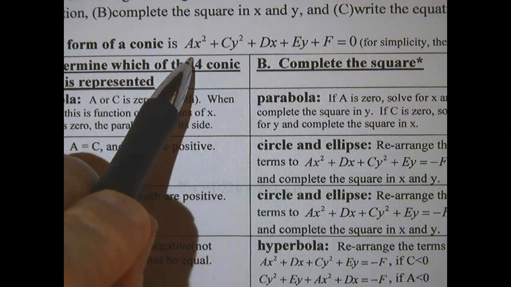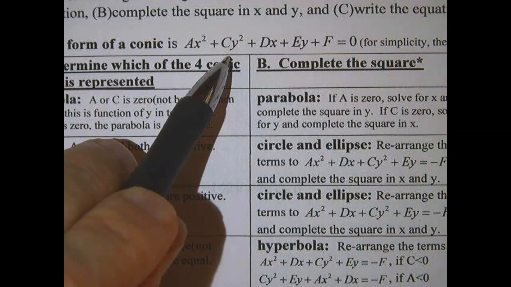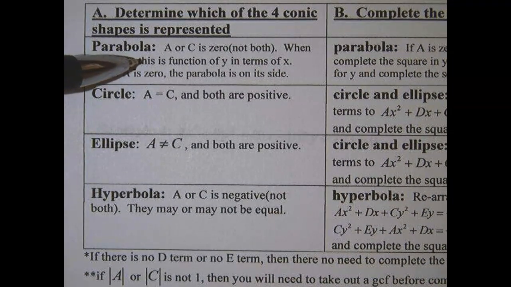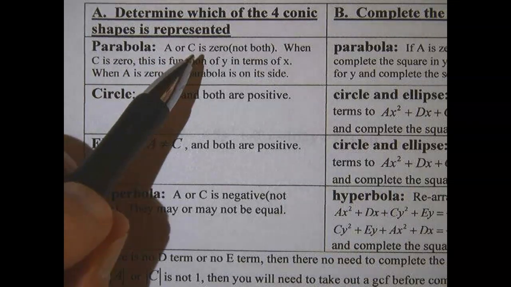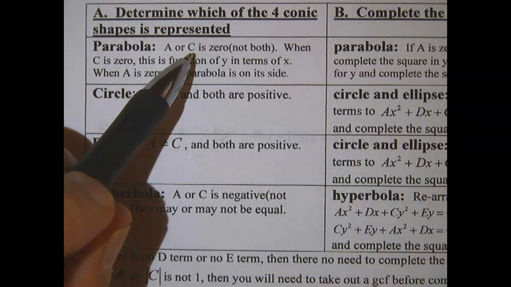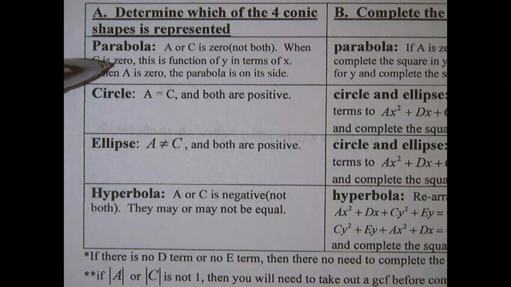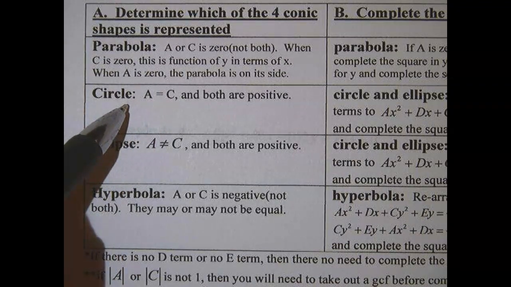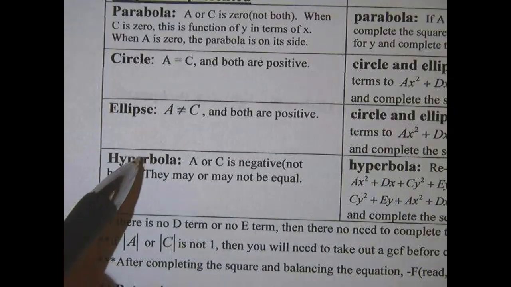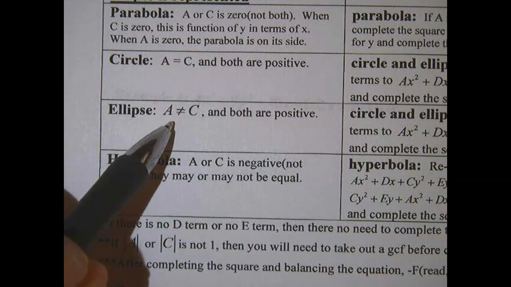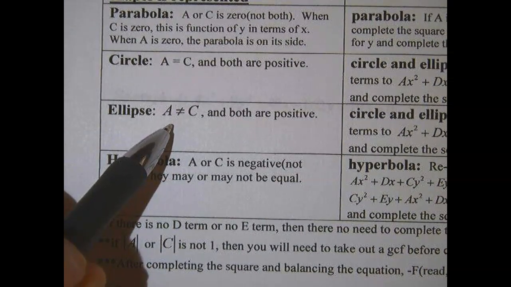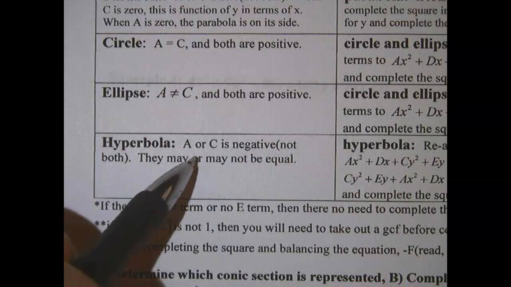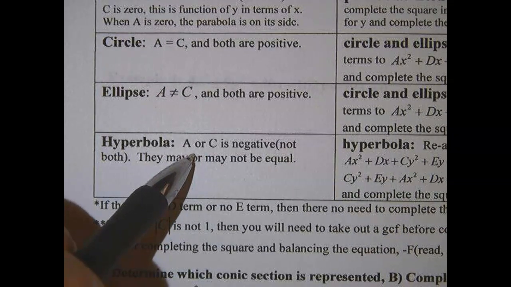All right, if they're both there, then you don't have a parabola. You have either a circle, ellipse, or hyperbola. If only one of them is there, in other words, if either A or C is 0, that means only one of the terms is there, then you're looking at a parabola. If they're both positive and equal to each other, you're looking at a circle. If you're looking at two that are positive but not equal, that's like a stretched out or distorted circle, which is called an ellipse. And then if one of them is negative, either A or C is subtracted or negative, then you're looking at a hyperbola.